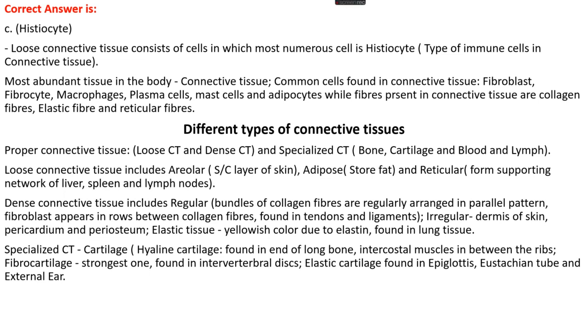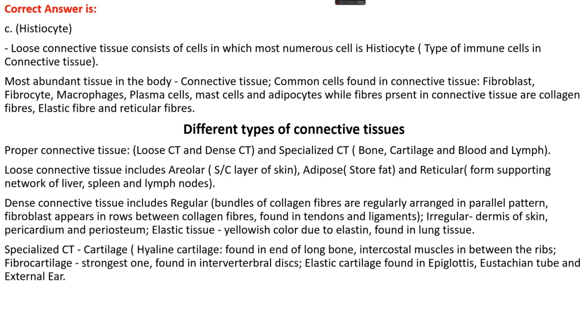Among all tissues, connective tissue is the most abundant tissue in the body. The common cells found in connective tissue are fibroblasts and fibrocytes, which are responsible for the synthesis of fibers, macrophages, plasma cells, mast cells, and adipocytes. The fibers present in connective tissue mainly include collagen fibers, elastic fibers, and reticular fibers.